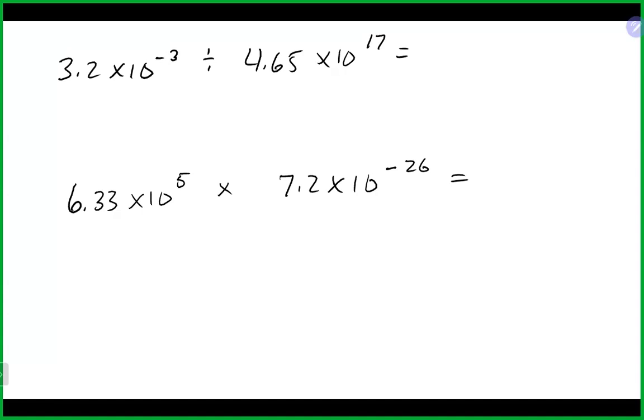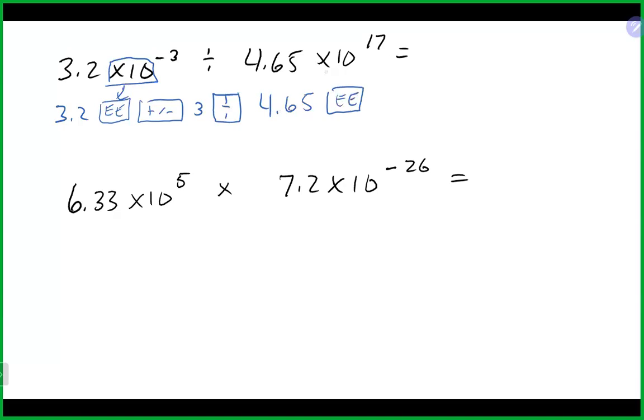So again, if you're going to punch this in correctly, you want to punch in first 3.2. You then want to hit your exponent button. And again, that takes care of that part of the number by hitting that exponent button. This is a negative 3, so you want to hit your negative button, and then you're going to hit 3. You're going to hit the divide button. And then you're going to punch this guy in the same way, 4.65. Once again, hit the exponent button. That's going to take care of that part of the number. This is a positive 17, and you're going to hit equals.